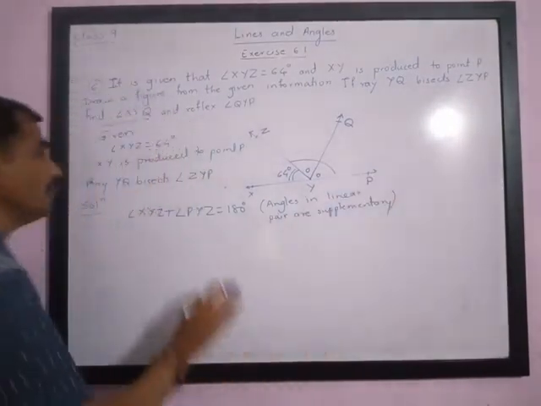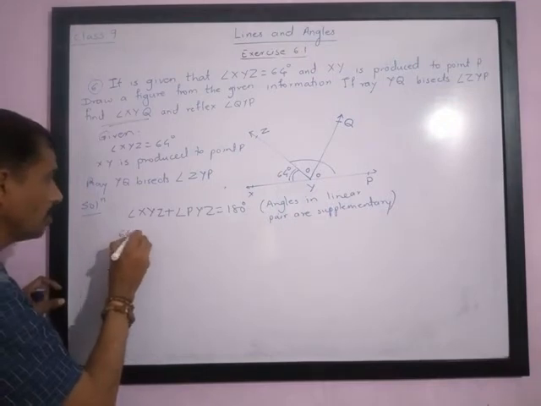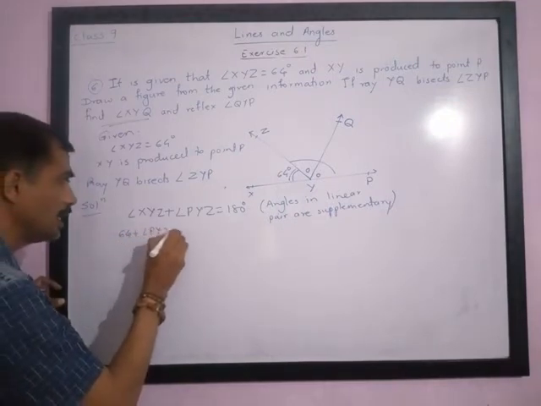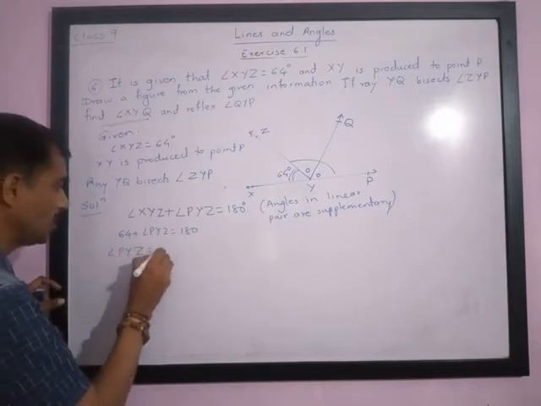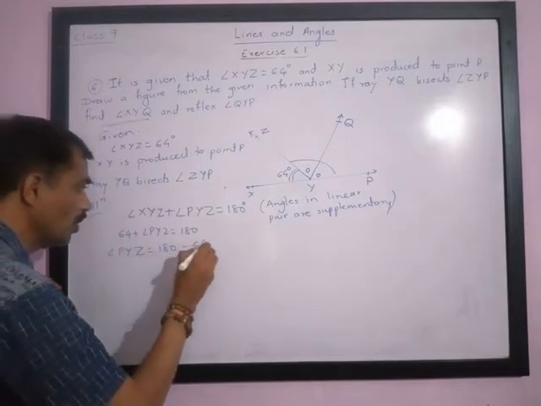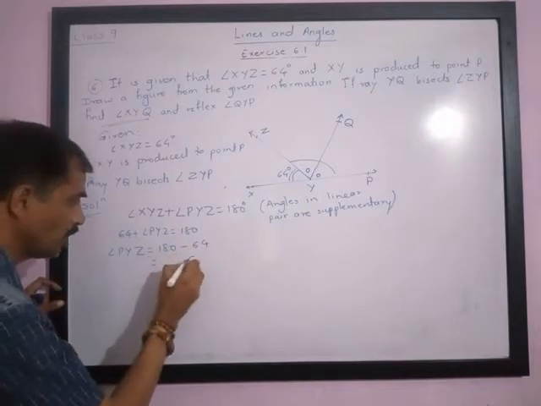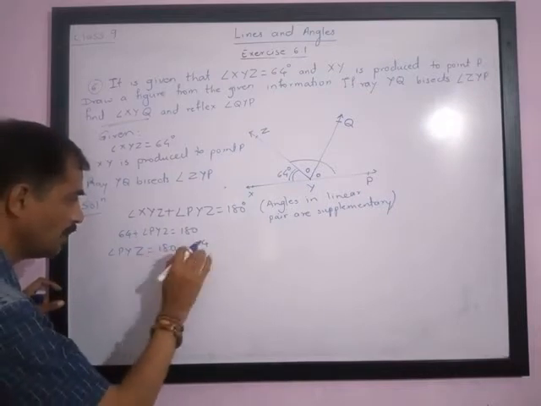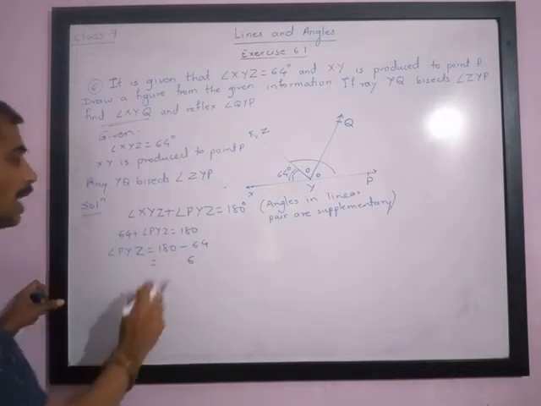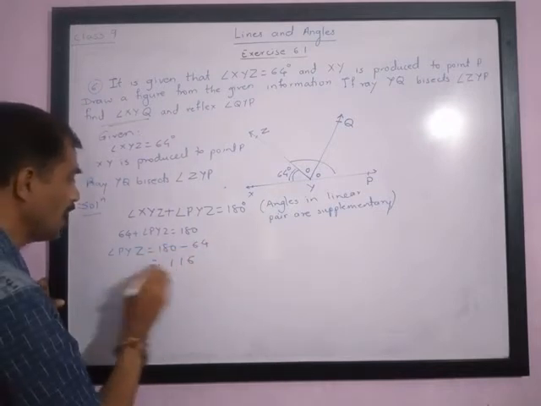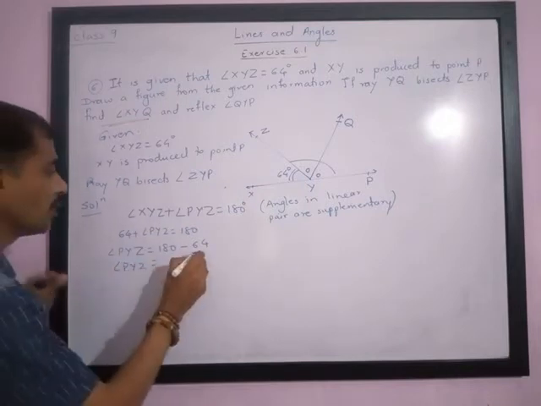Now XYZ is known to us. So 64 plus angle PYZ is equal to 180 degrees. It means angle PYZ is equal to 180 minus 64. 10 minus 4 is 6, 1 carries, 8 minus 1 is 7, so you will get 116 degrees. So angle PYZ is equal to 116 degrees.